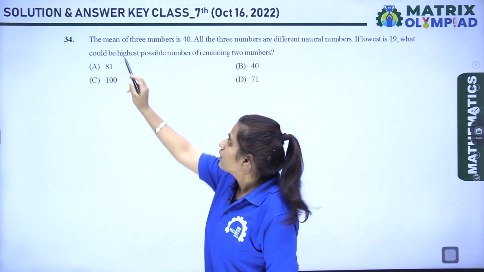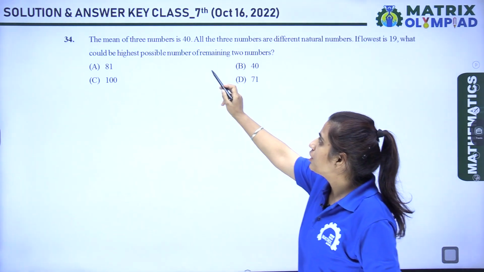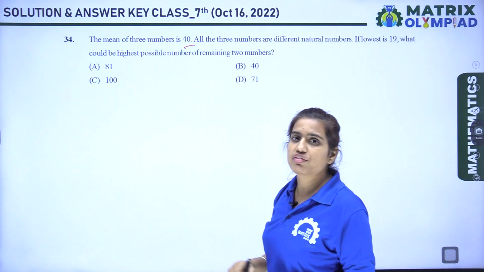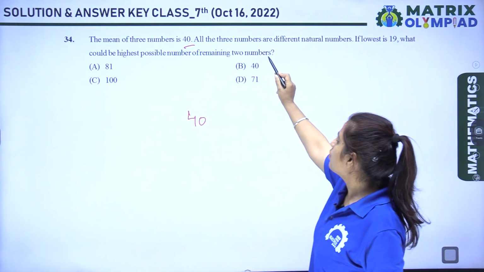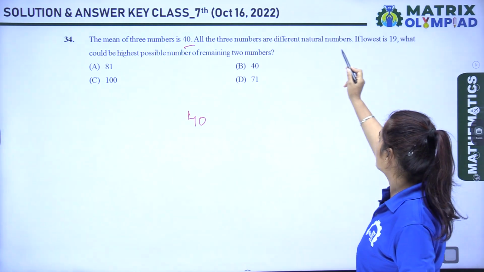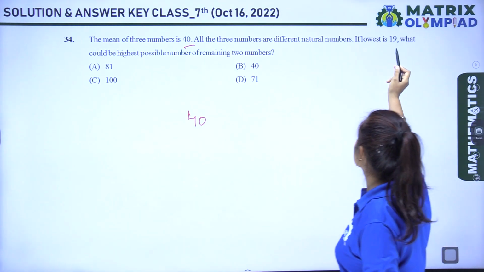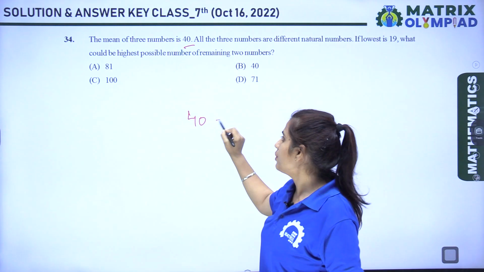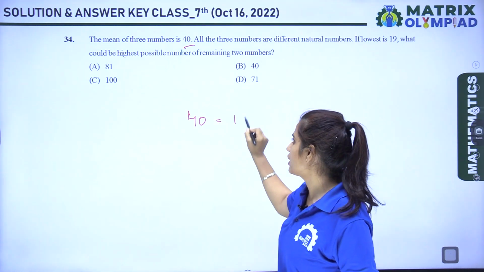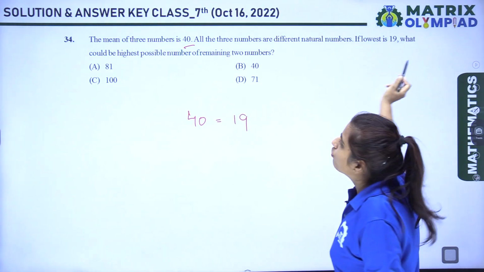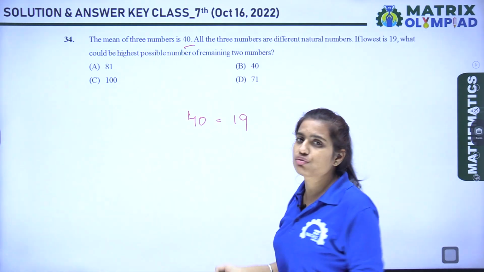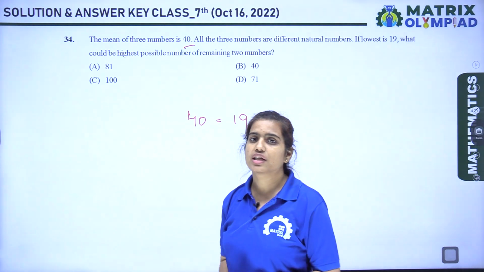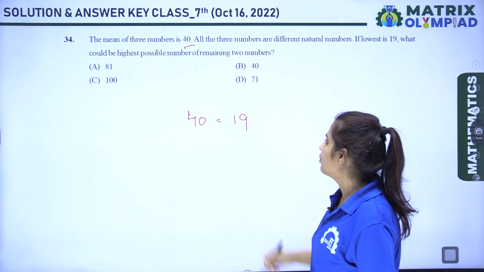Now in the next question, the mean of 3 numbers is 40. Here we are given the mean, that is 40. All the 3 numbers are different natural numbers. The lowest is 19, which means the lowest number is given to us. What could be the highest possible number of the remaining 2 numbers? So out of 2 numbers we have to find the highest possible number.